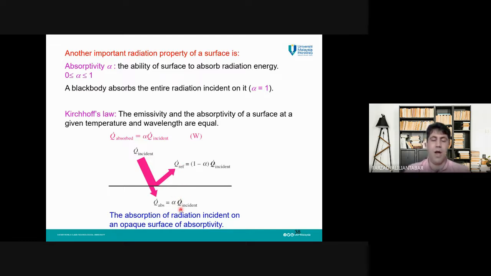So if we know how much is absorbed, then we can also calculate the reflected radiation energy, or thermal energy by radiation heat transfer. So Q dot reflected is equal to 1 minus alpha times Q dot incident. Simply, you can see the relationship when you compare these two equations. So we have two equations to calculate the absorbed and reflected radiation.